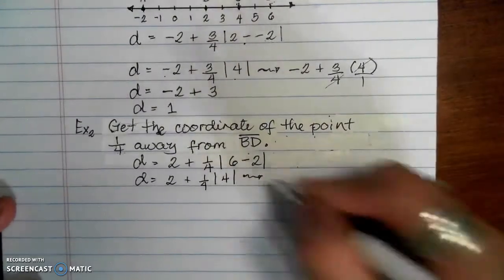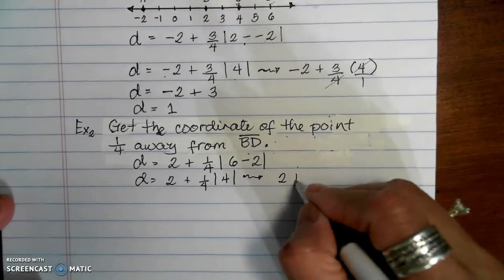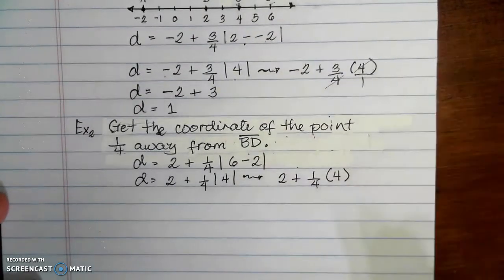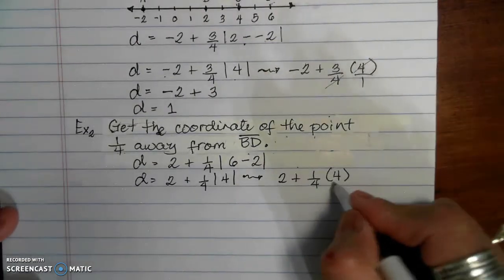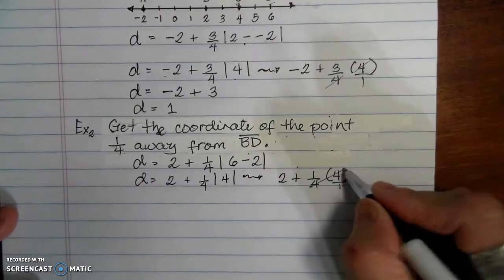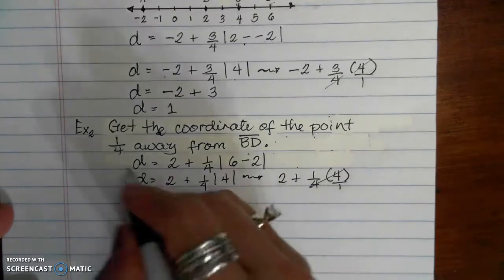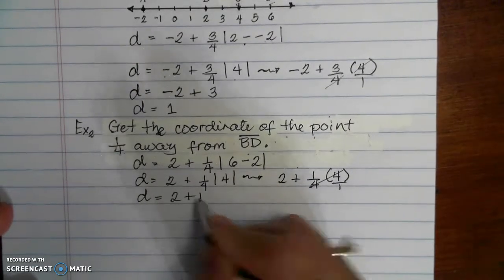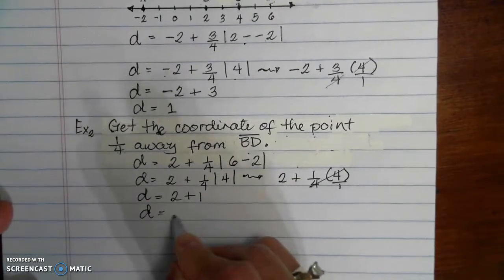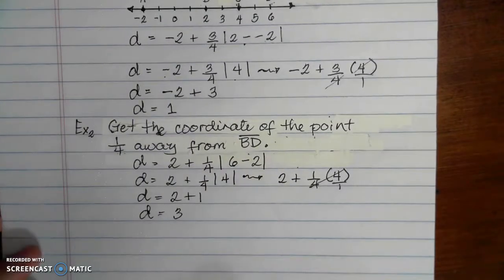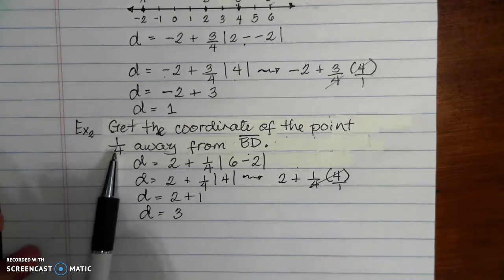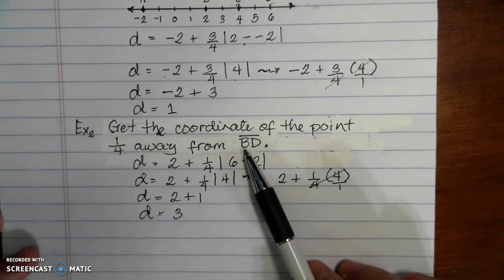Let's do it here on the side. So 2 plus 1/4 of 4 will give you a 1. So that's a denominator of 1. This cancels out. And so d is equal to 2 plus 1, which will give you a 3. The 3 is the coordinate of the point that is 1/4 away from your beginning point of B.